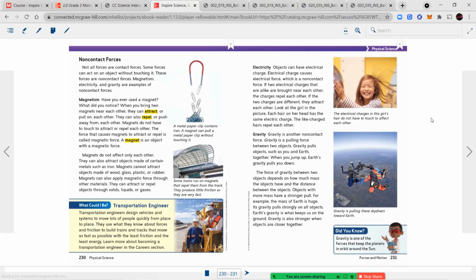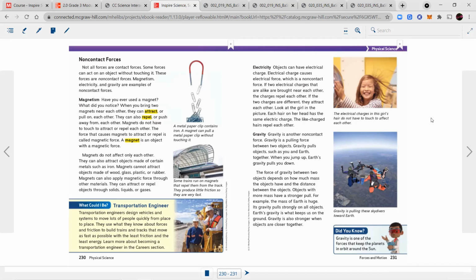Now, based on the reading for 230 and 231 here, we're going to start talking about what we call non-contact forces. Not all forces are contact forces. Some forces can act on an object without touching it. These forces are non-contact forces. Magnetism, electricity, and gravity are examples of non-contact forces.